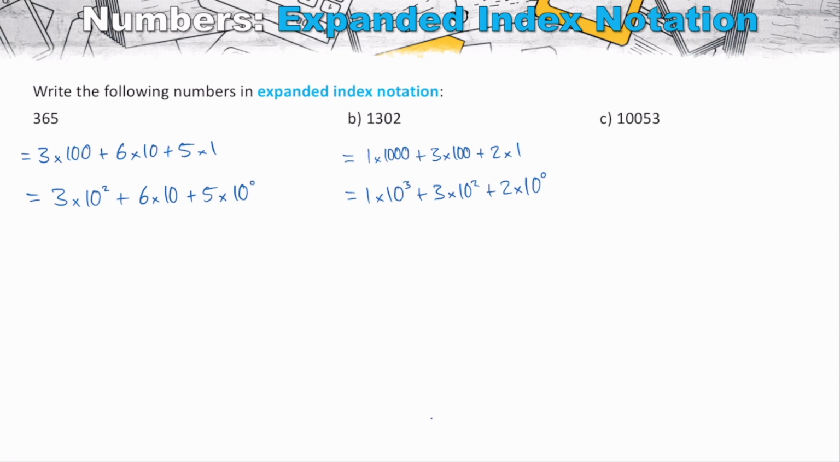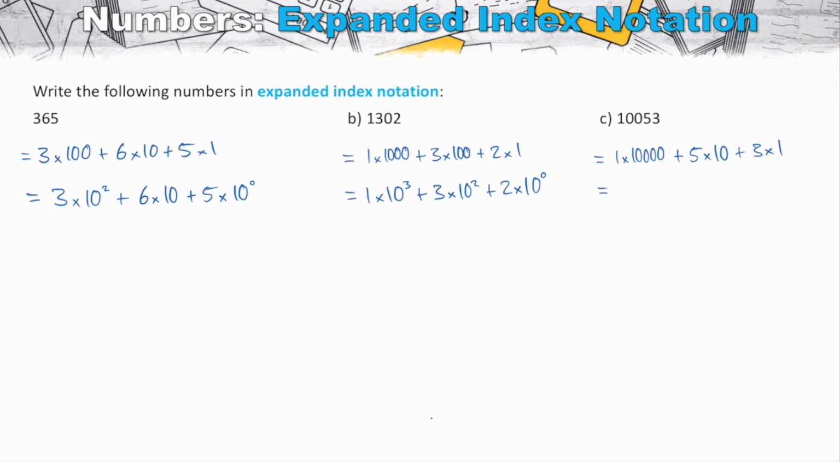Let's go one more example. So here we've got 10,053. The 1 at the start is our 10,000s column, so this will be 1 times 10,000. We've got a couple of zeros. So the 5 is in our, sorry, our tens column. So this is going to be 5 times 10. And then our 3 is in our units column, so this is 3 times 1.